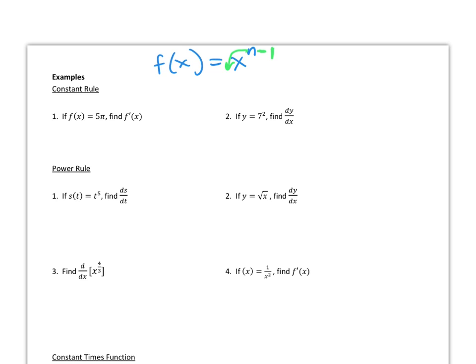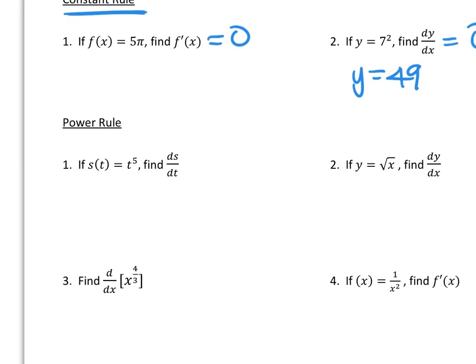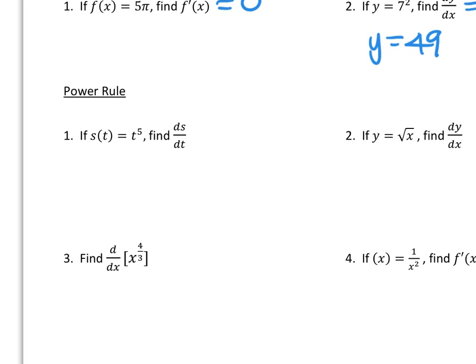Now, the first couple of problems where it says constant rule: if it's a constant, if you recall how I said that the slope of a horizontal line is 0, well, these are both constants, so let's just go ahead and write that as what it is. The derivative of y with respect to x, that one's also going to be 0. Okay, moving on to the more power rule examples.